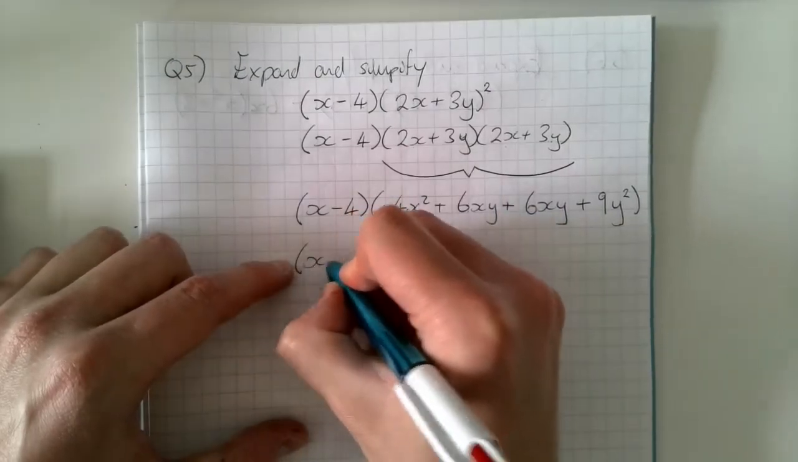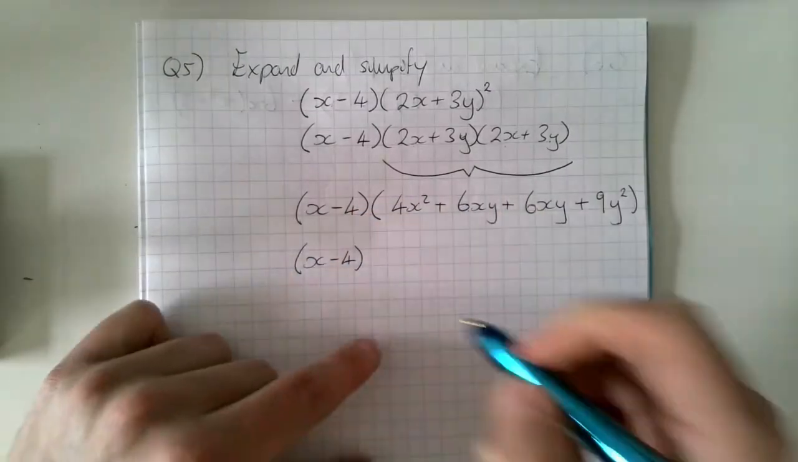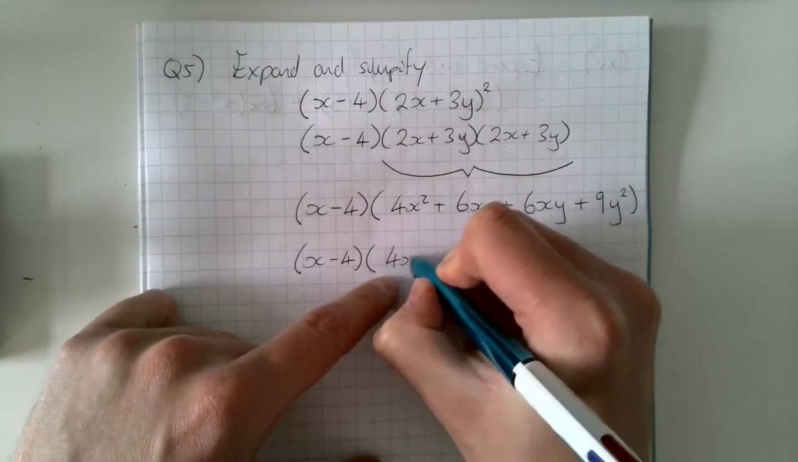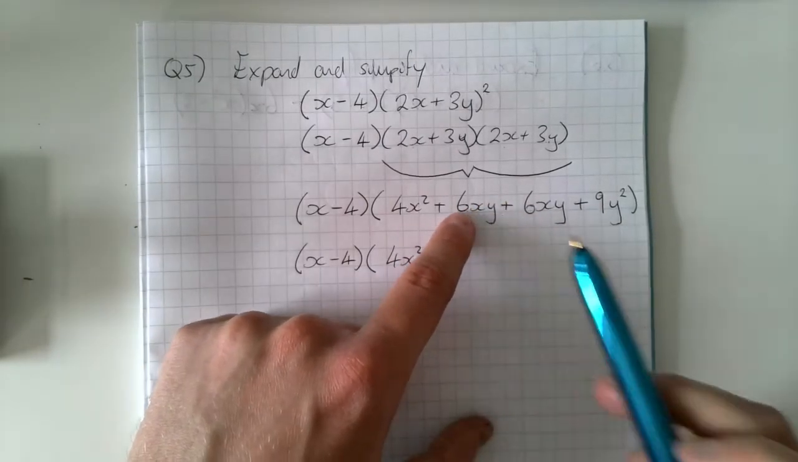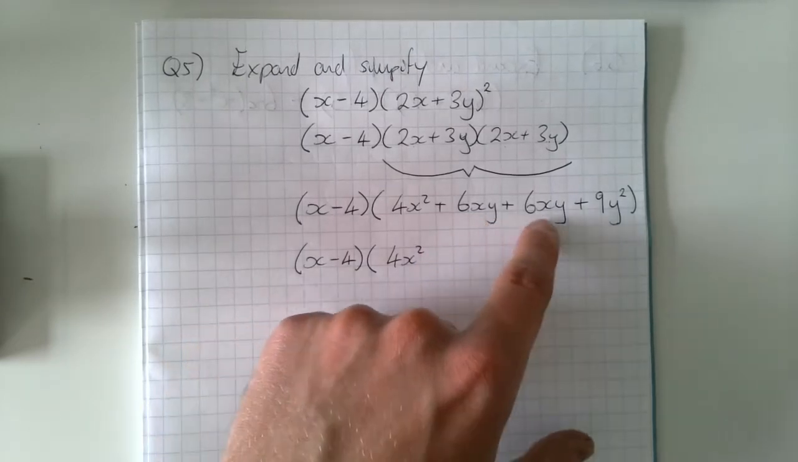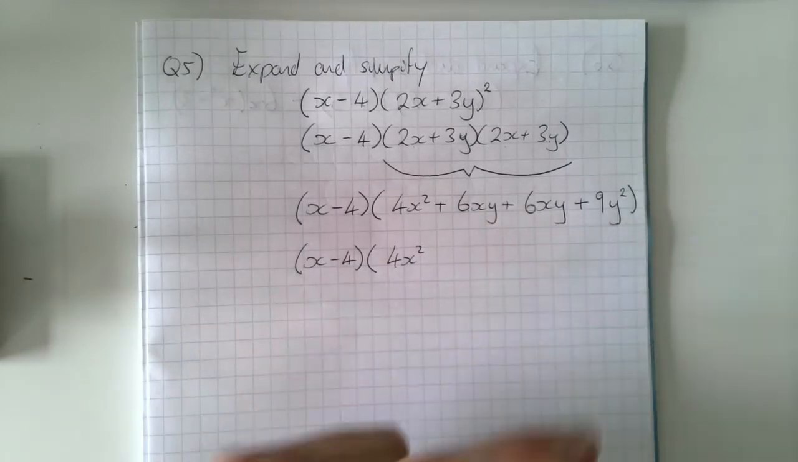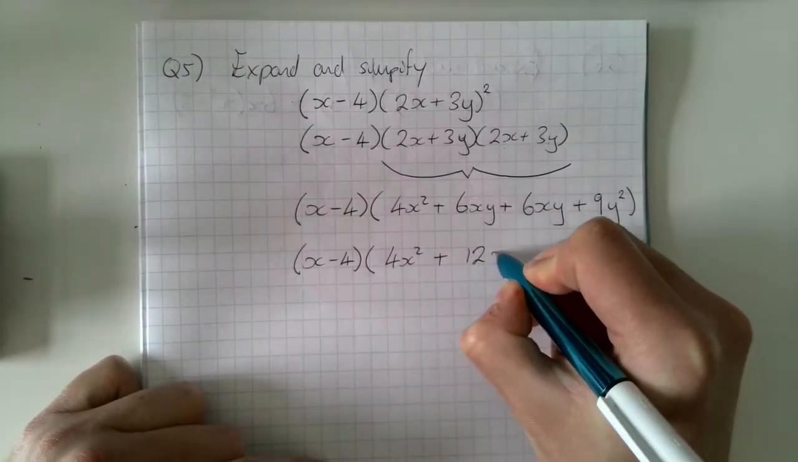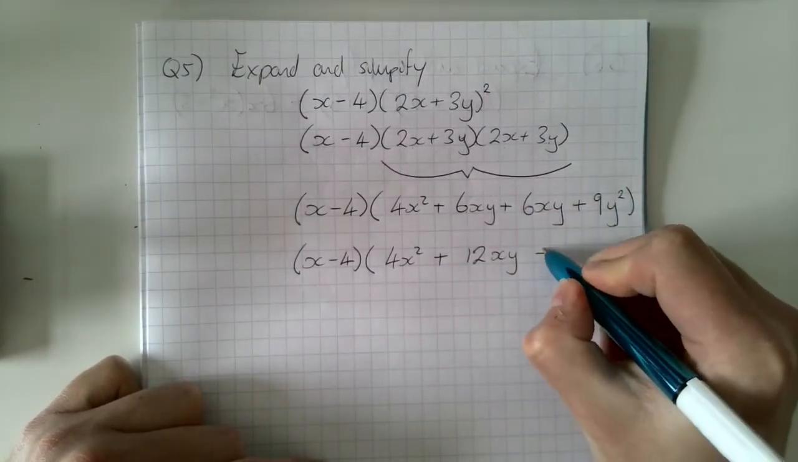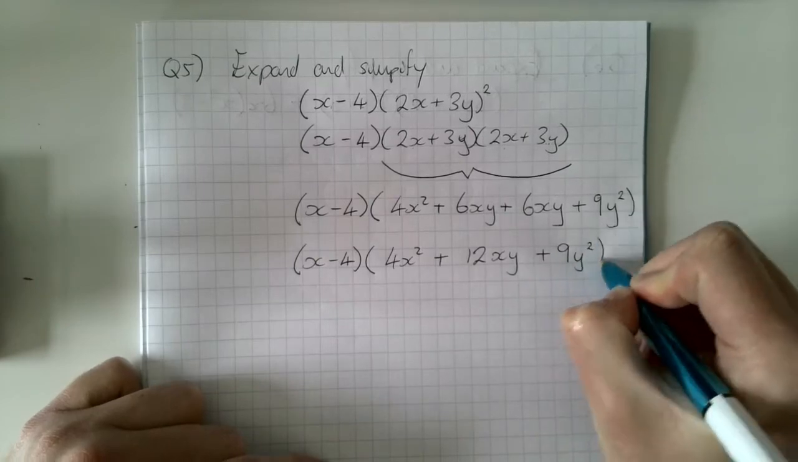So I'm going to keep this x minus 4 as it is, and I'm going to keep 4x squared as it is, but this is the bit I can simplify. I've got 6xy and another 6xy. So if I add those together, how many xy's do I have? I've got 12. So 12xy in the middle plus 9y squared.